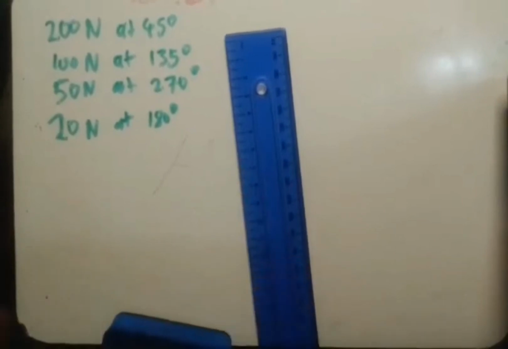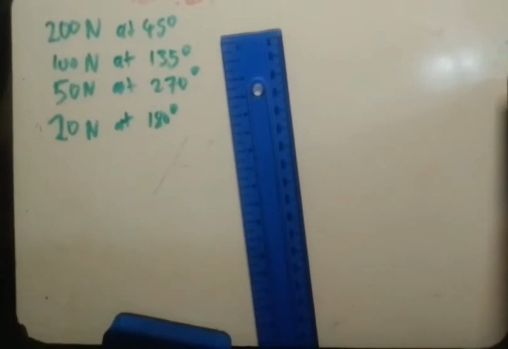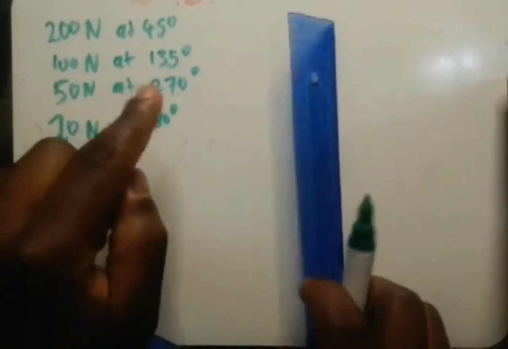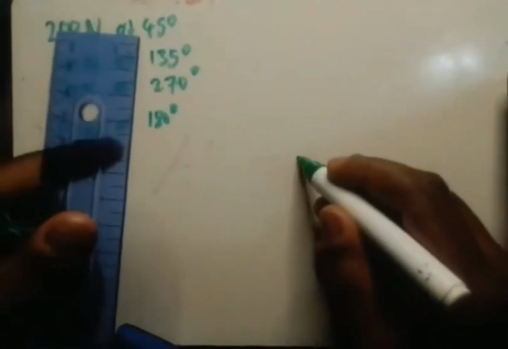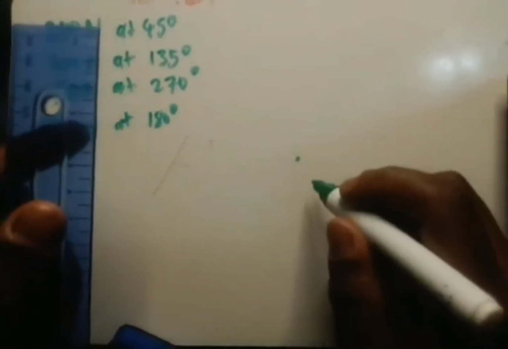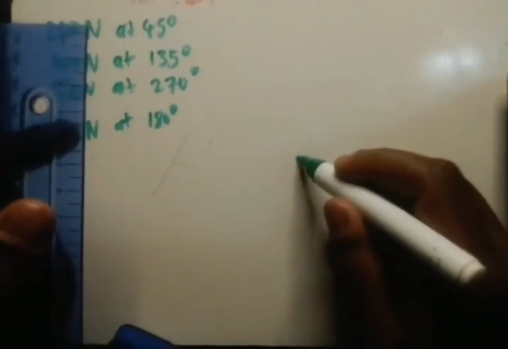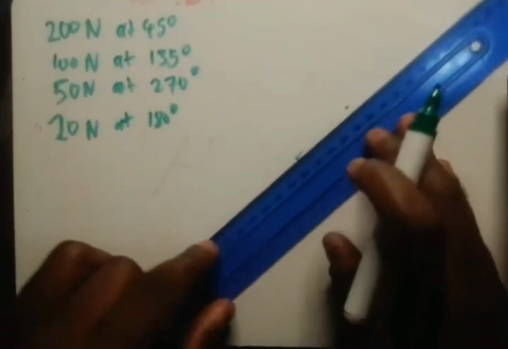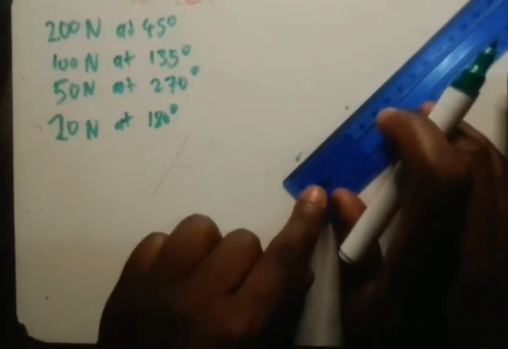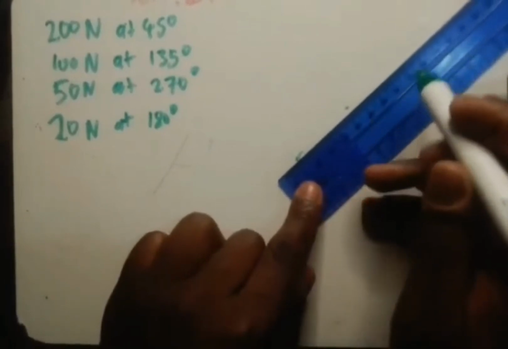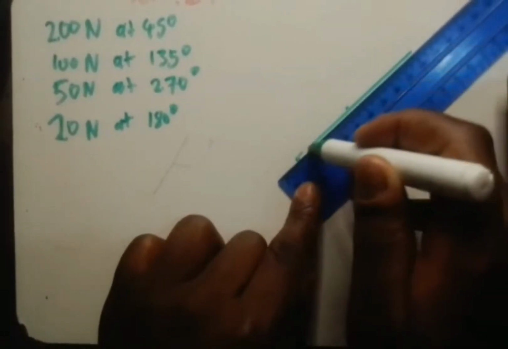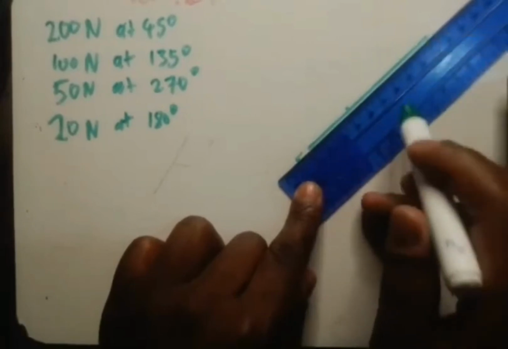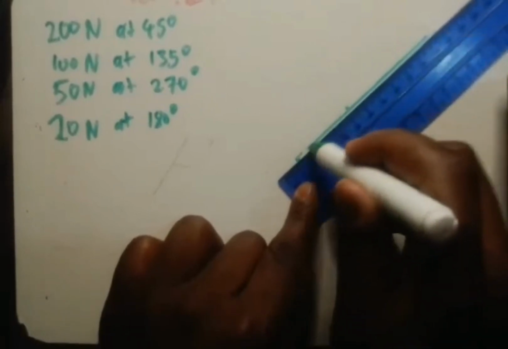So I have to draw a line of 10 centimeters at 45 degrees. If I start here, I would use a protractor and measure 45 degrees, which would be somewhere there. Now I have to measure 10 centimeters, so 10 centimeters would be somewhere there. Yep.